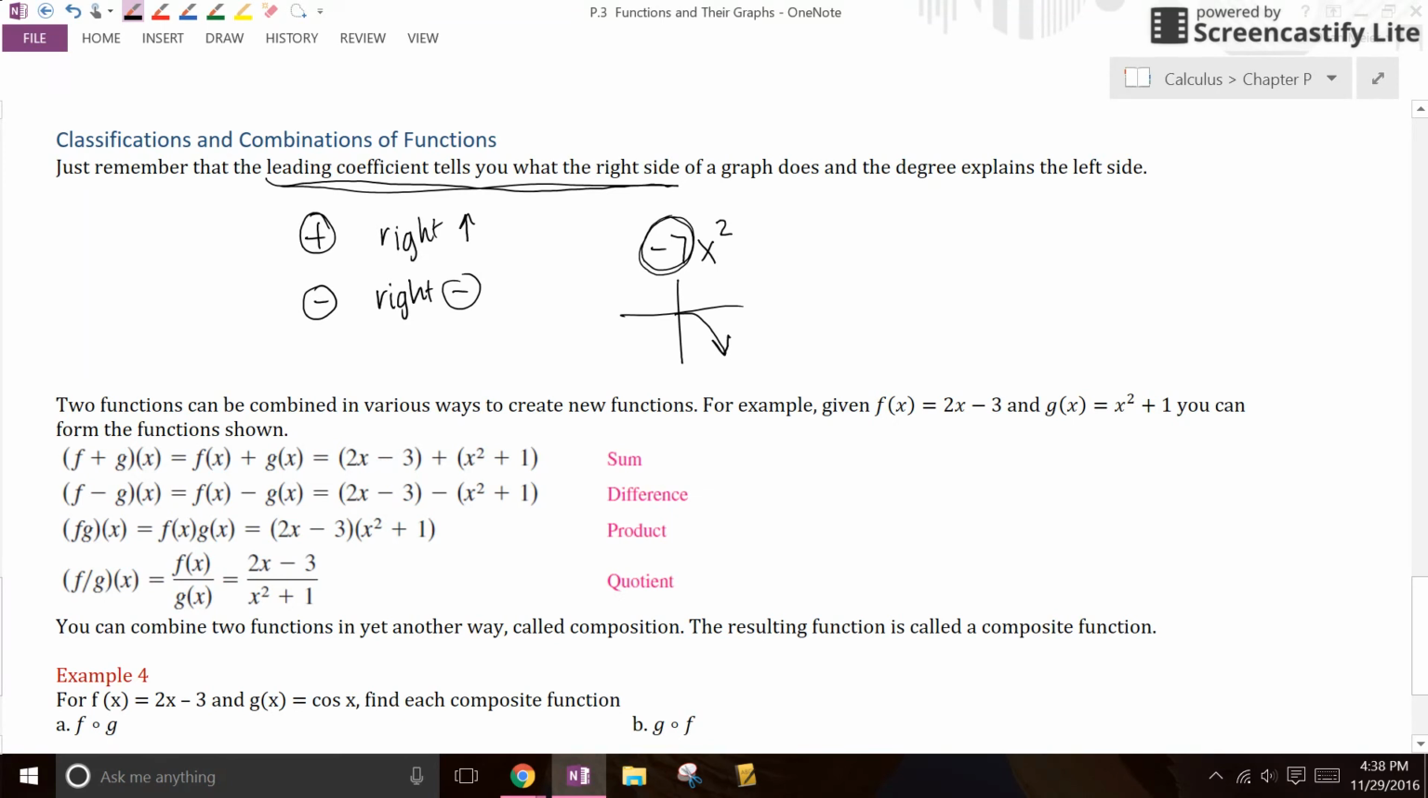The leading coefficient will always tell you. So even if that was x cubed or x to the 4th or x to the 5th or x to the 100th, because of the negative 7, I know the right side goes down eventually. Then the degree tells you what the left side of the graph does. So the degree, if it's even, then the left copies the right side. And if it's odd, then I say the left side does the opposite of the right side. And so since this is even, then I just say, oh, the left side does what the right side did.